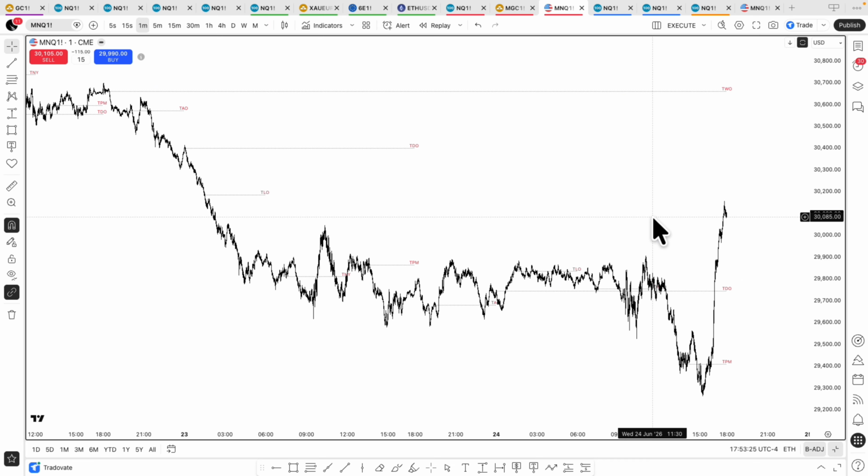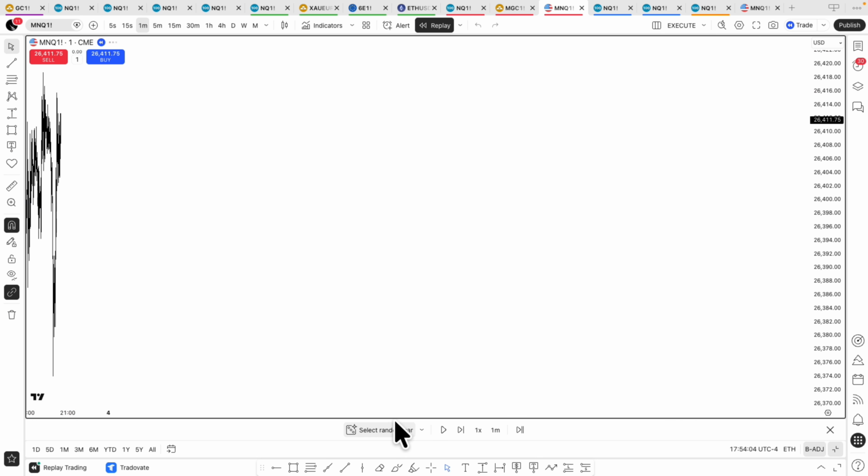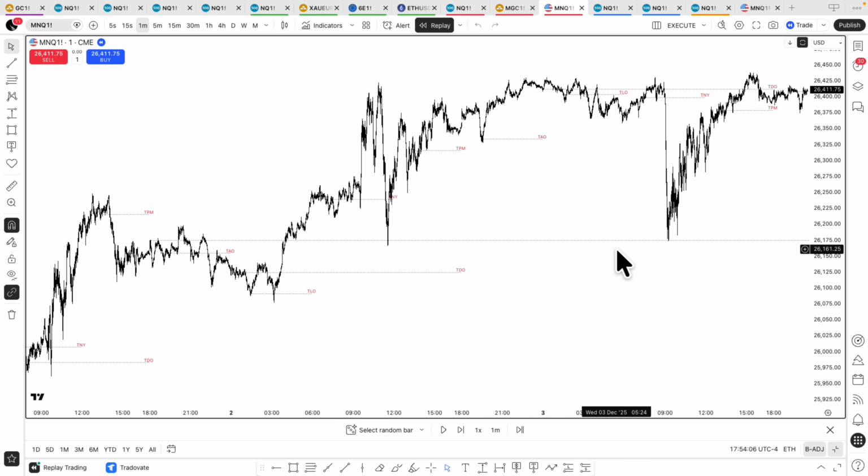We're now just going to be taking a look at some examples of the PDA arrays that we've been paying attention to. So I am simply just going to select a random day, and then we're just going to find some examples.